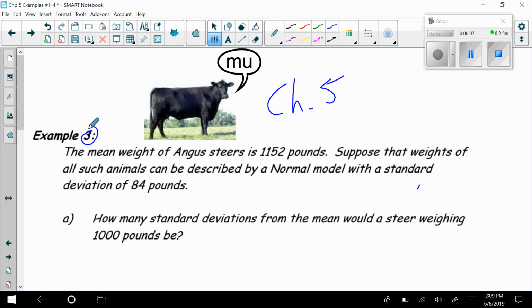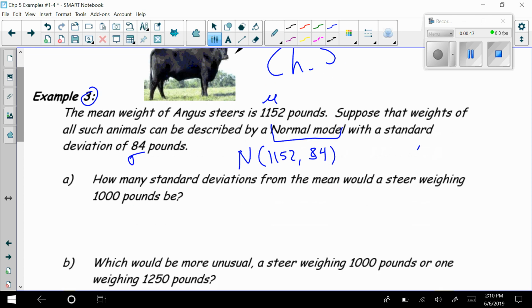We're on to example number 3, and we're talking about Angus cows in this case. The mean weight of an Angus steer is 1,152 pounds. Suppose the weights of all such animals can be described by a normal model with a standard deviation of 84 pounds. So here we have a normal model being used with 1152 as the mean, right? And 84 as the standard deviation. So this 1152 is the mu, and then we have a sigma of 84.